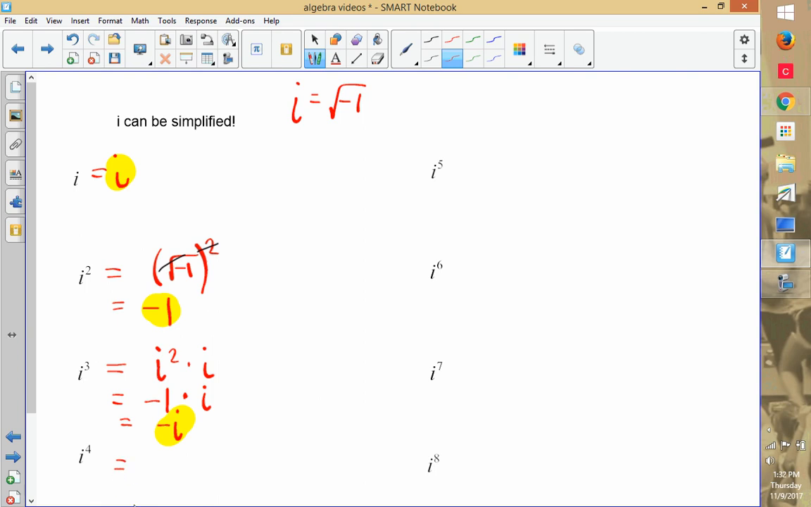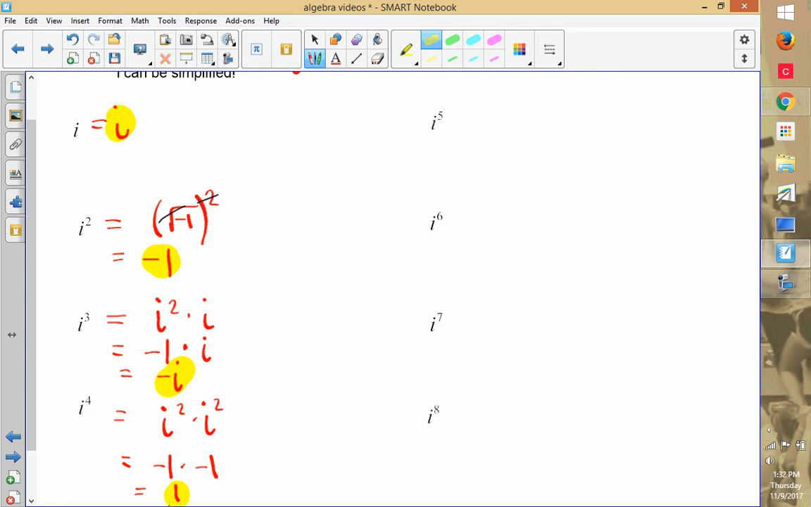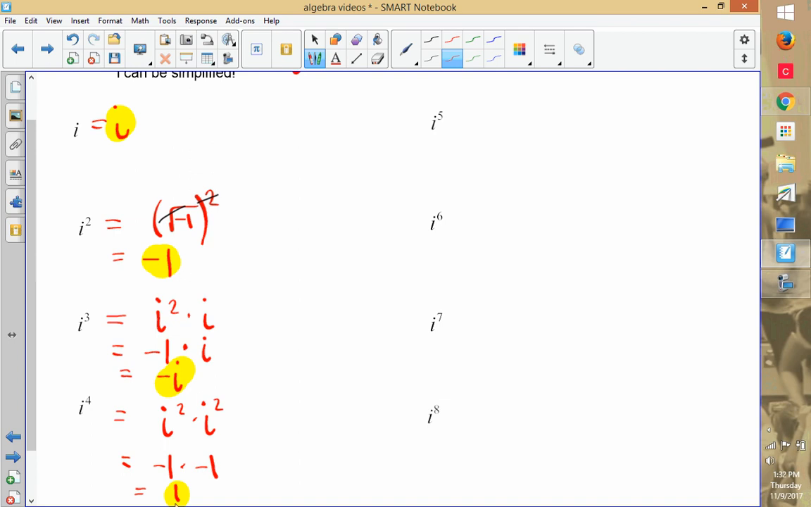So let's move on to i to the fourth. i to the fourth is i squared times i squared. And we just learned that i squared is negative 1. So that means I have negative 1 times negative 1, which is actually 1, which is even nicer than negative 1. I like 1 better than negative 1.